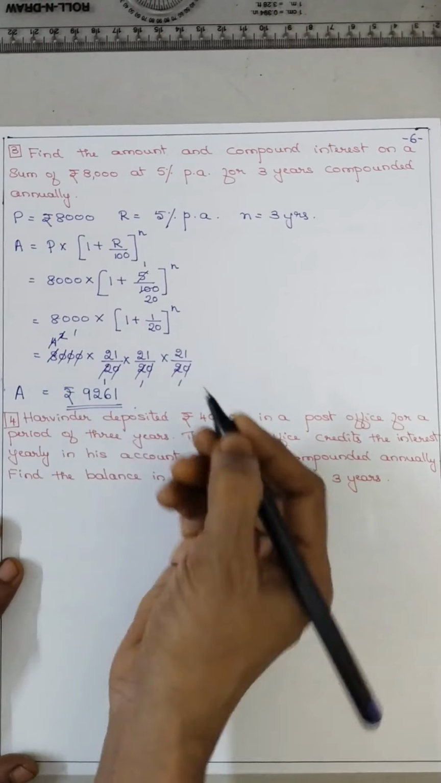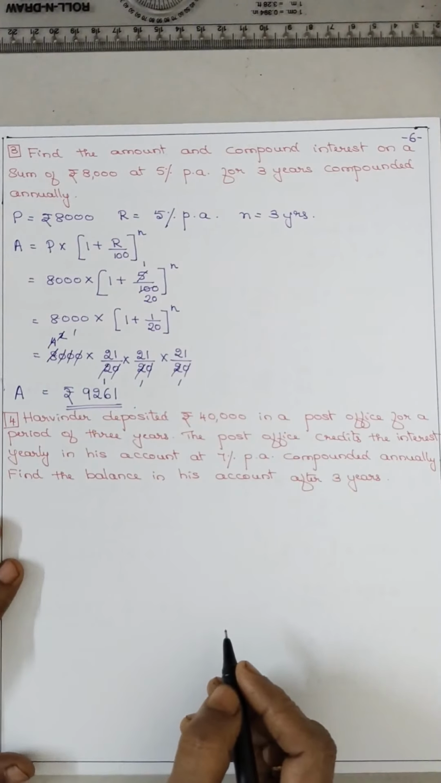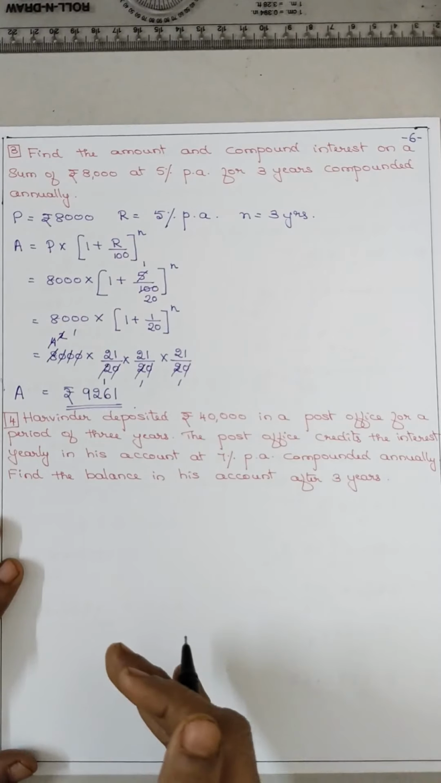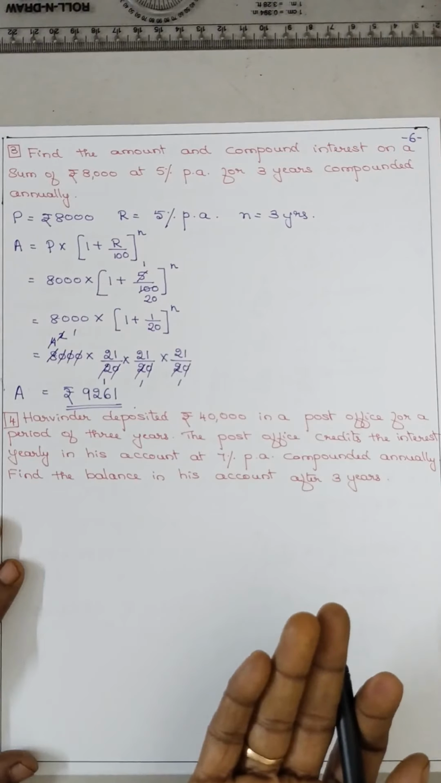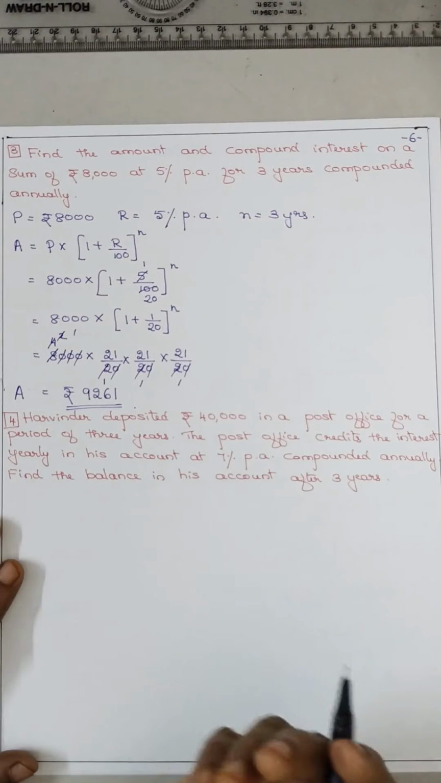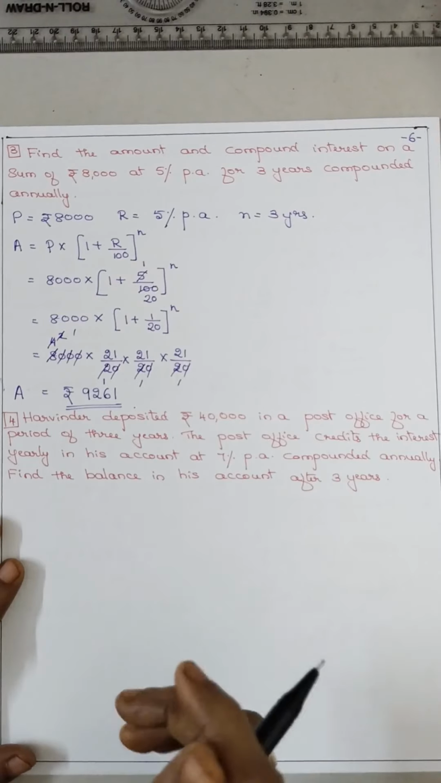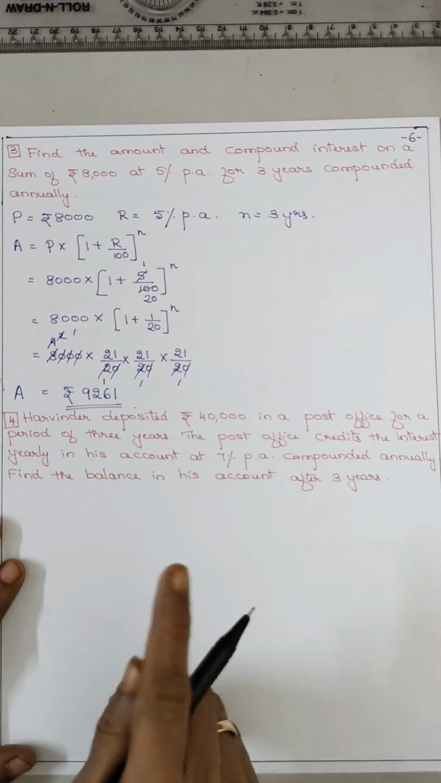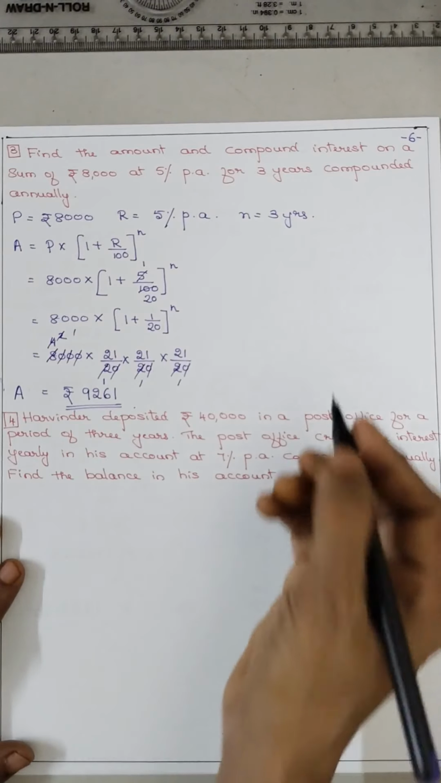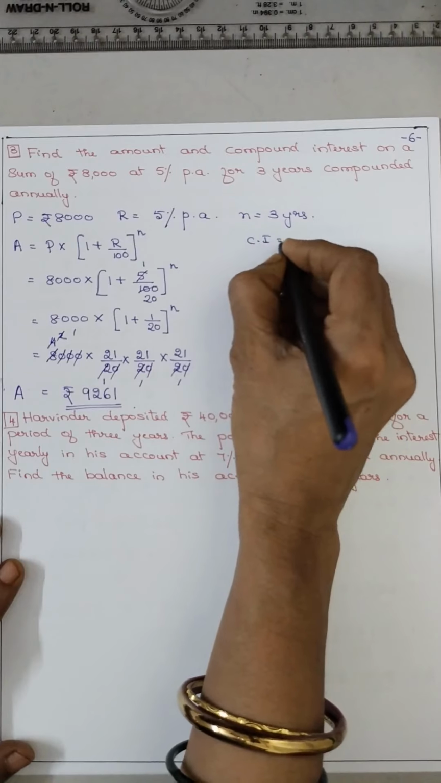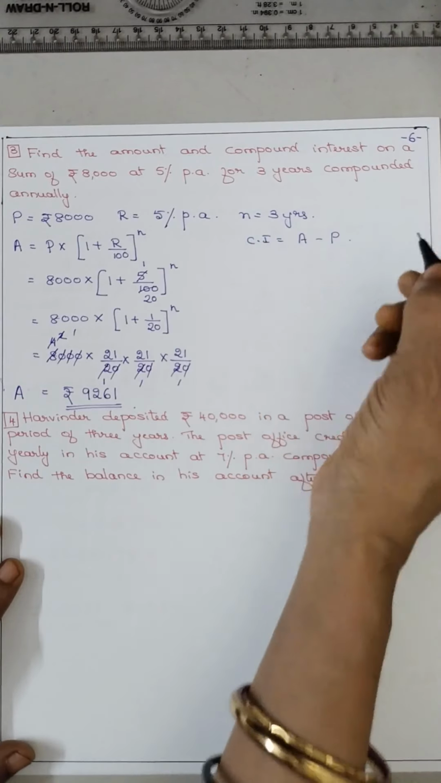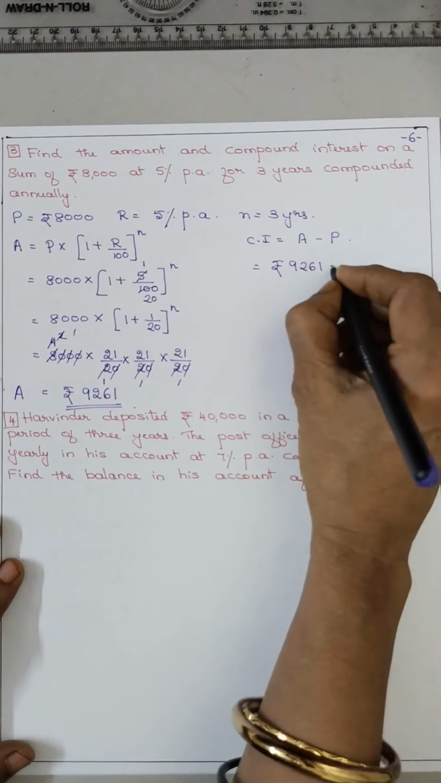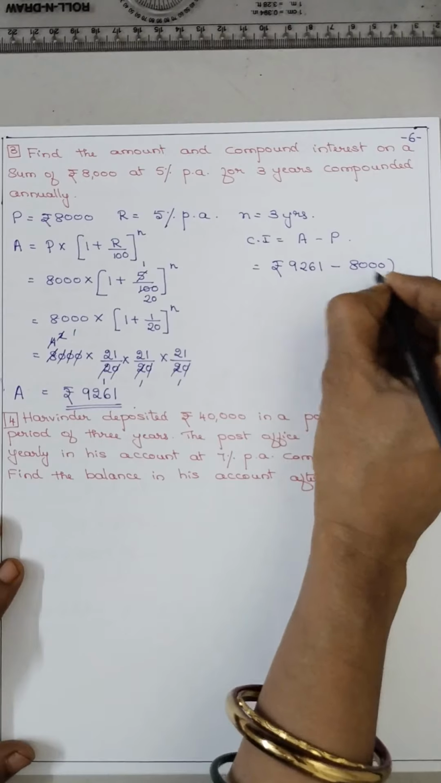9261. Directly 21 cube, you find out 21 square is 441. So if you remember the square, just multiply 441 into 21. You get 9261. So you should remember the squares and cubes. So revise those topics once again. Now CI is equal to A minus P. So it is 9261 minus 8000.